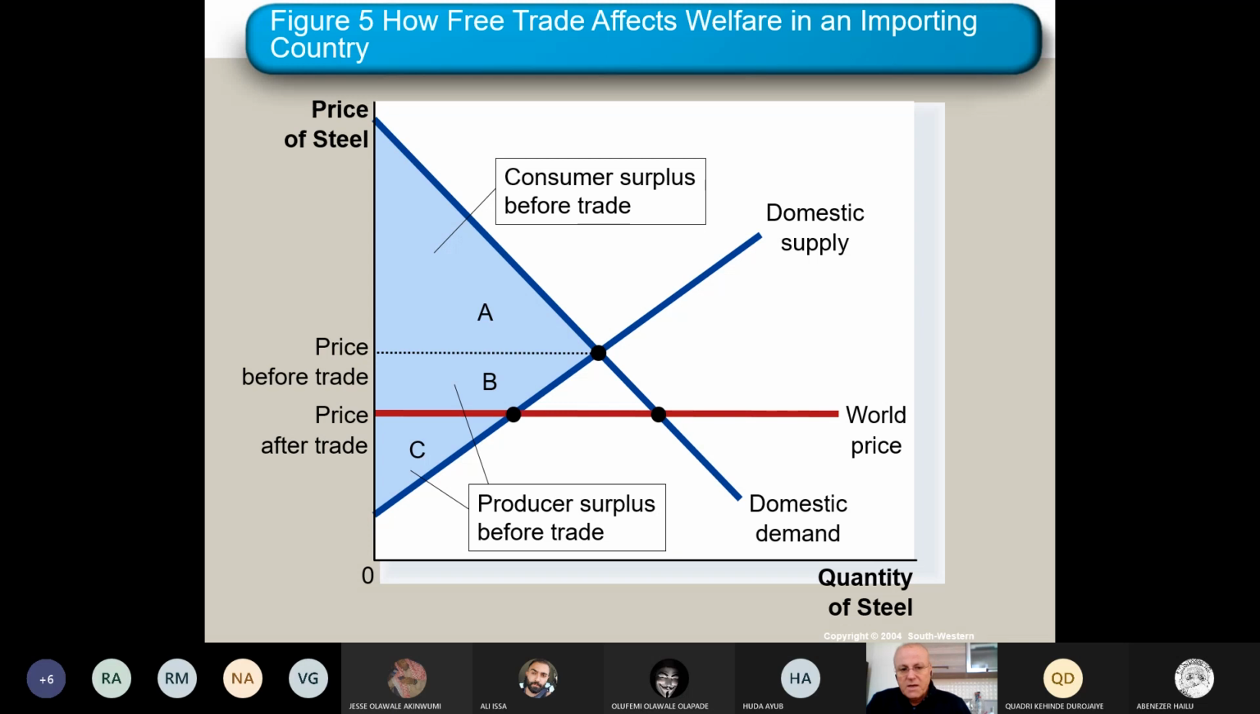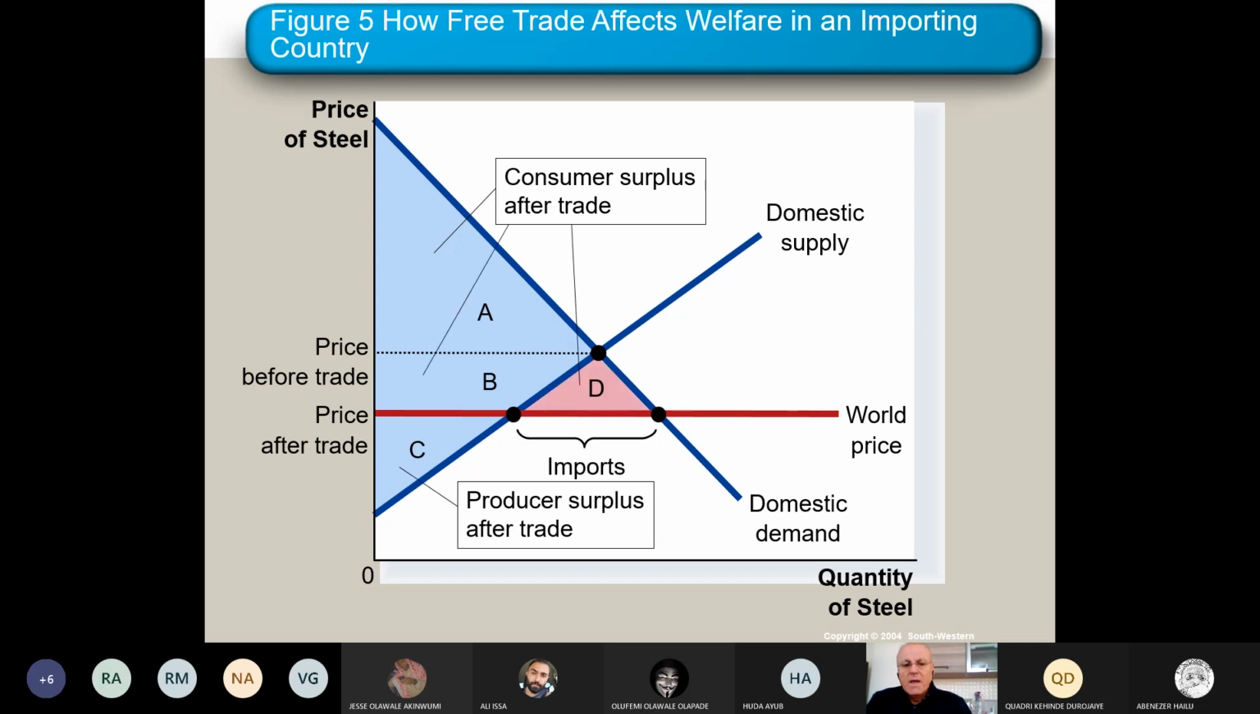Otherwise, as you observe here, consumer surplus before trade it was A, and after trade it is enlarged to A plus B plus D, and producer surplus is reduced to C, where it was before B plus C. This is not good for the economy, as I mentioned to you, because the producer's production operation process is reduced, and this is of course not good for the economy.